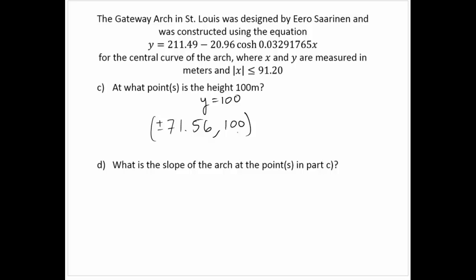What is the slope of the arch at those points? Well, if y equals that function, then y prime would be negative 20.96 times the hyperbolic sine of all of that times x, and then times the derivative of the inside, which would be that whole number again. Okay, so I'm going to go ahead and fill it in. I'll just put 0.032911765.